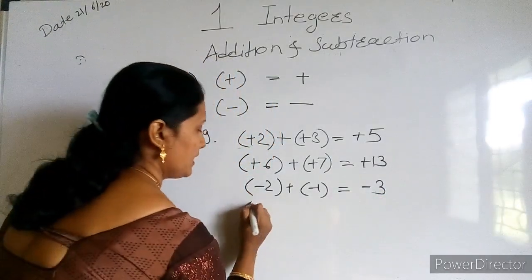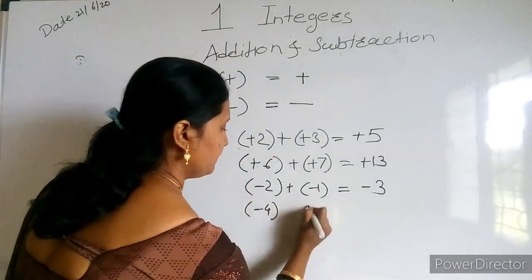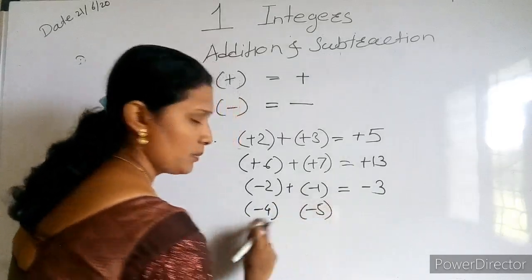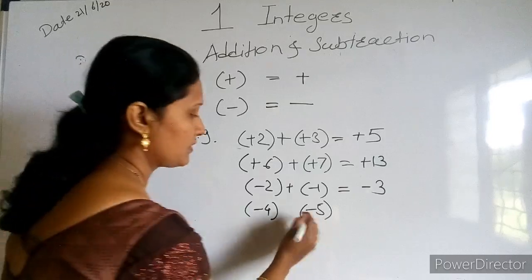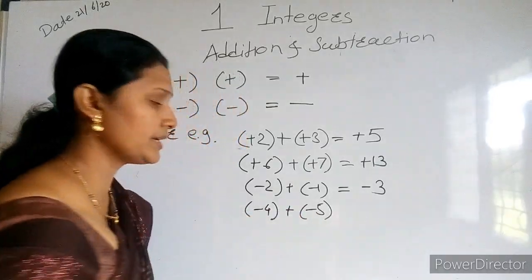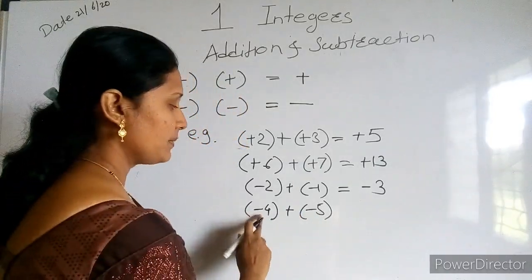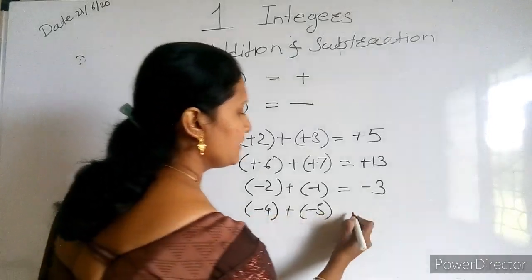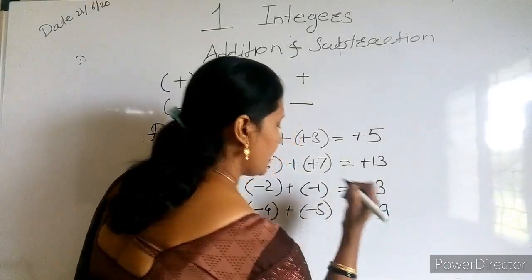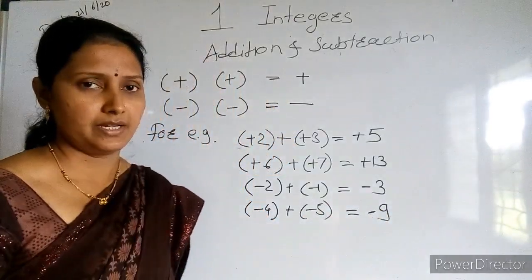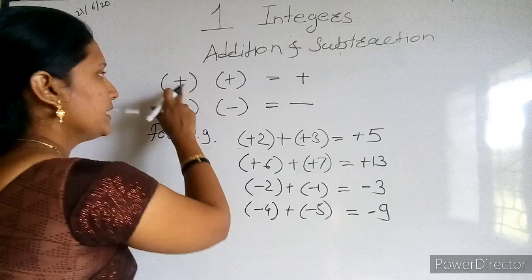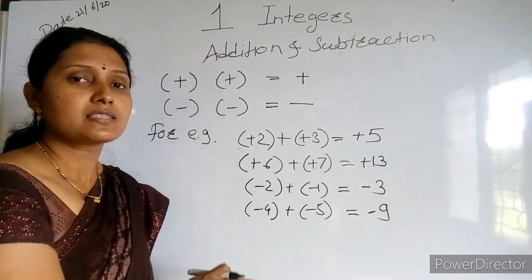Again, suppose minus 4 and minus 5. Both have the same sign, meaning both are negative integers. In that case also we do addition. 4 plus 5 is 9, and we give the respective sign, which is minus. Okay, this is for when the two integers have the same sign.